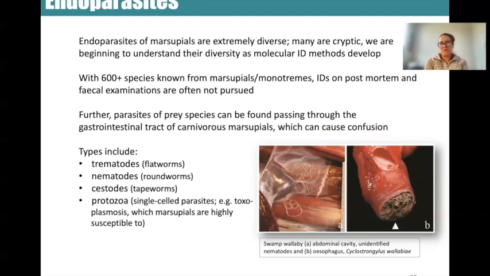Types of endoparasites include trematodes, which include the flatworms, nematodes or roundworms, cestodes, which are tapeworms, and protozoa. So these are single-celled parasites, such as toxoplasmosis. And toxoplasmosis is actually quite a common infection to marsupials. Marsupials tend to be highly susceptible to this parasite. So this parasite can actually infect any warm-blooded animal, including ourselves.